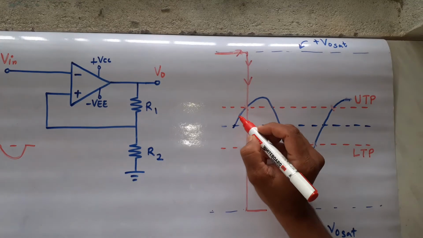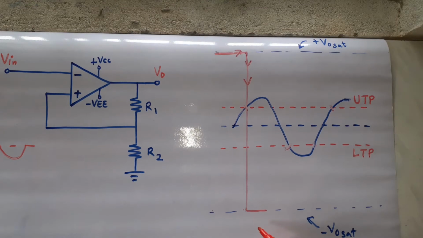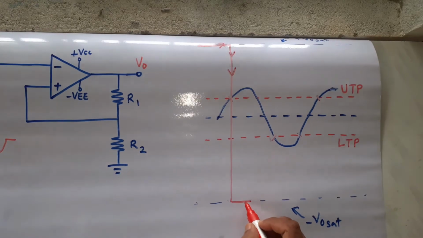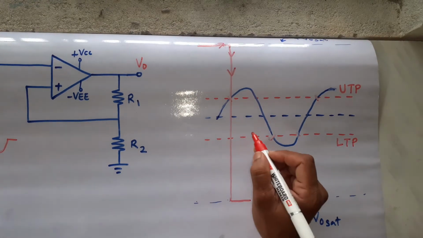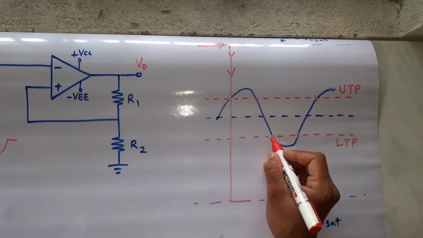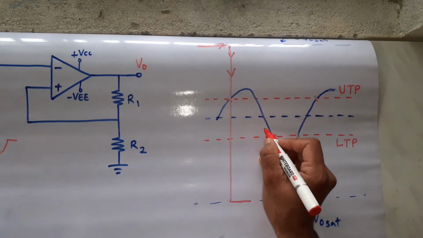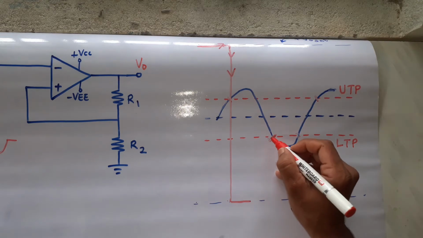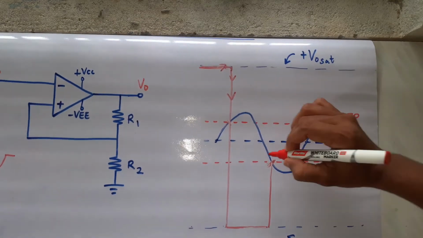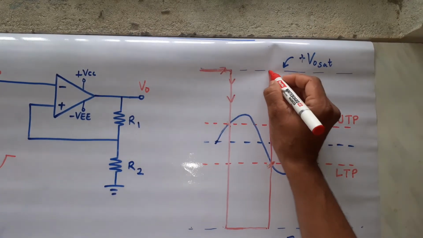When it will change, the moment your input crosses UTP, your output which was positive will come to negative saturation level. Okay. How long it will remain in negative saturation level? It will remain in negative saturation level until your input goes negative, how negative? More than LTP, or when it reaches LTP at this instant. When your input negatively increases till LTP, then your output will shift and goes to positive saturation.